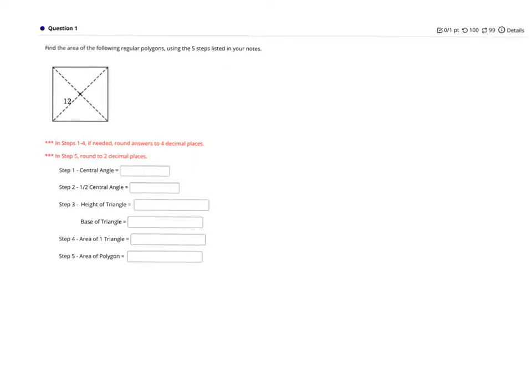So let's take a look at question number 1 on 8.1.5 classwork. We want to find the area of the regular polygon. In this case, it's a regular quadrilateral, or in other words, it's a square. But we're going to still follow the same steps that we follow for any regular polygon.